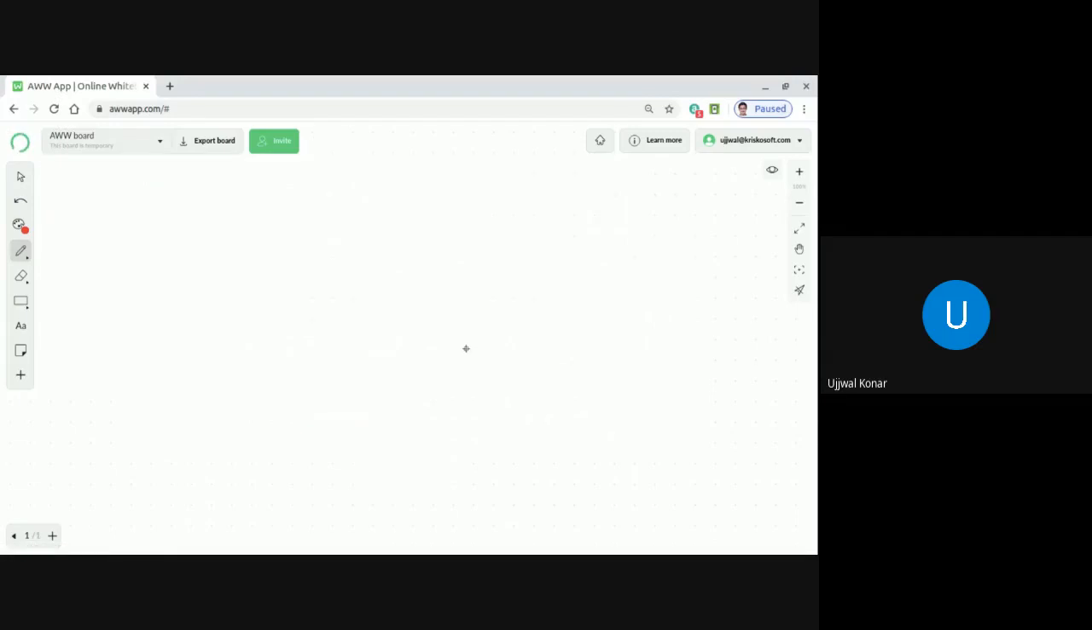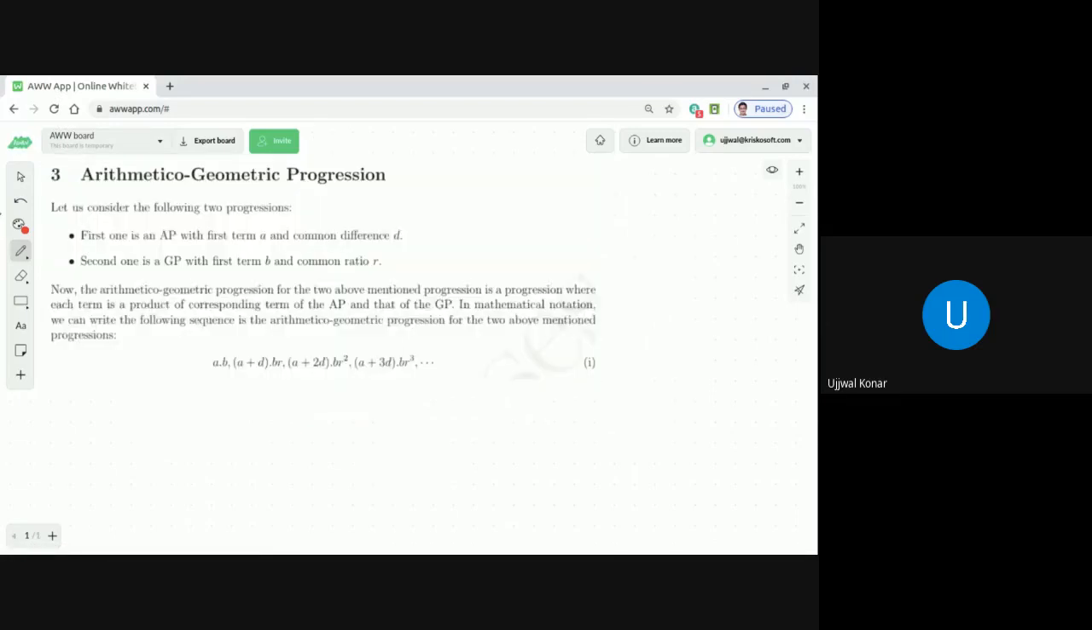I hope all of you are able to view the screen properly, dear students. Okay, all right, great. Now, what you see here, arithmetico-geometric progression is something like this. Let us consider the following 2 progressions. If you recall, in the last class I just touched base. The first progression is an arithmetic progression, having first term as A and common difference as D.